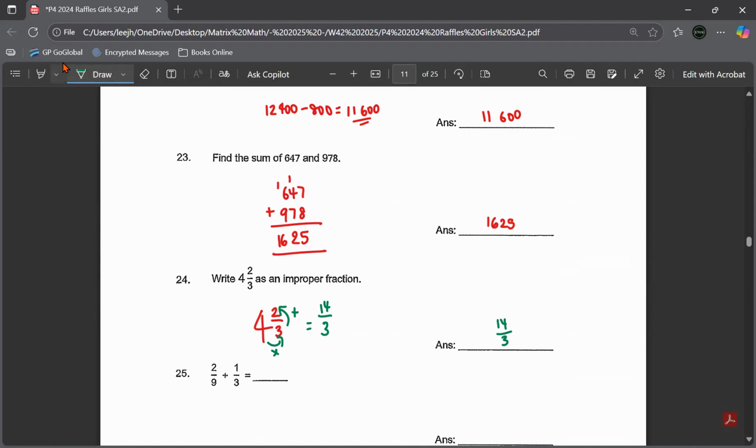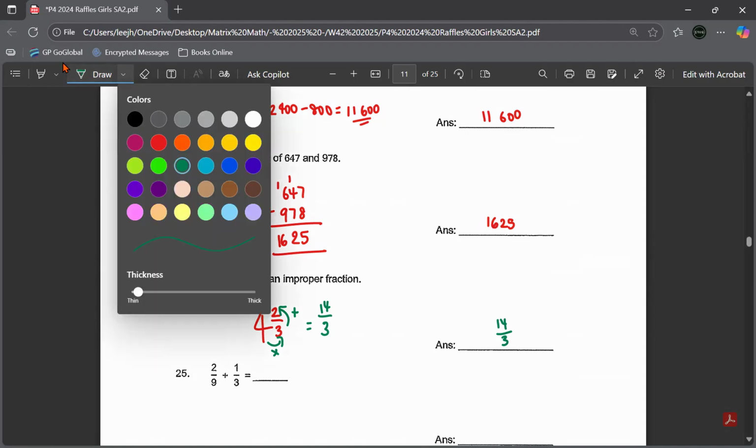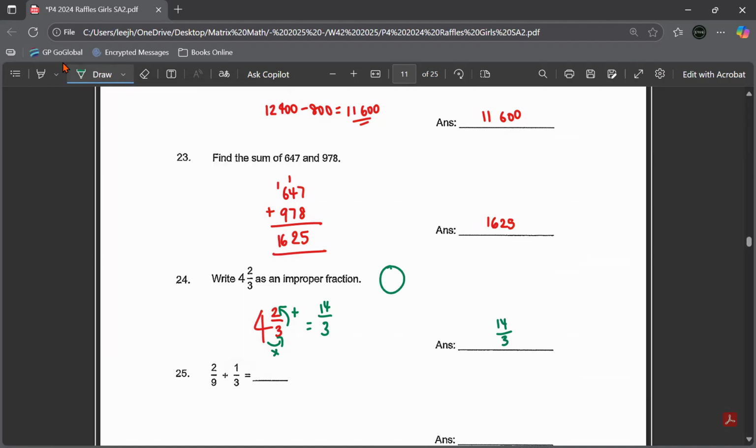If you don't understand, it is actually if I draw 4 wholes. 1, 2, 3, 4. Each one 3 parts. Right? 2/3. So another one, 3 parts. Only these two. So here, 4 groups of 3, 12. Here, 2. 12 plus 2, 14. 14 thirds. That's how you get the answer. Okay.